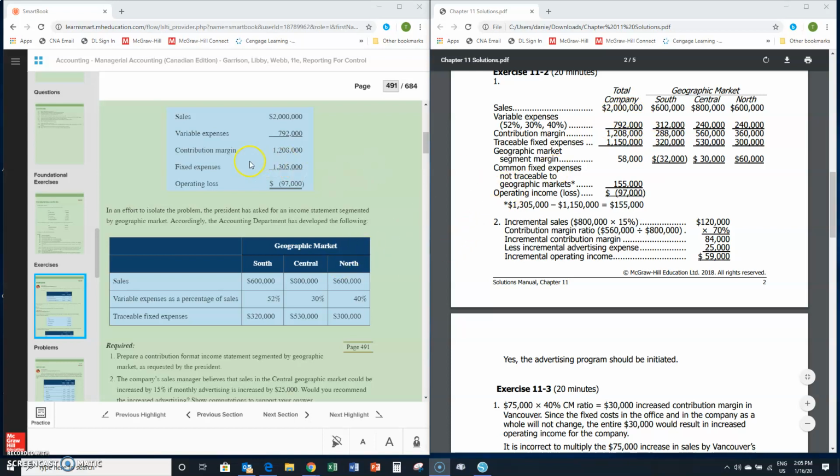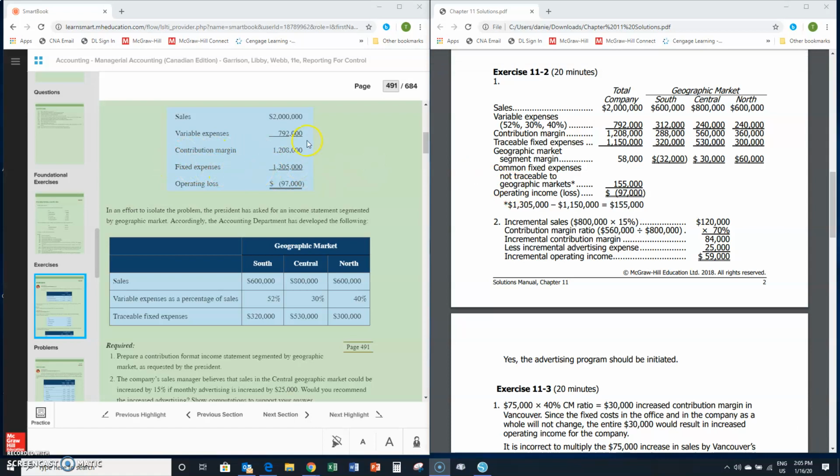Then we come down, so here's where the difference lies, because the numbers here for the company are the same. It's just we're also breaking them out into the segments. But for fixed expenses, what we've learned in this chapter is some are traceable and some are common. So traceable, they're broken out here. So the traceable fixed expenses, 320, 530, and 300. You add those across to get the traceable fixed expenses. So from there, for the segments, that's it.